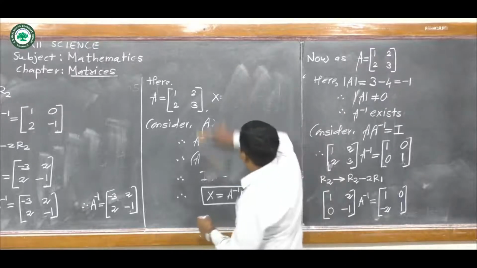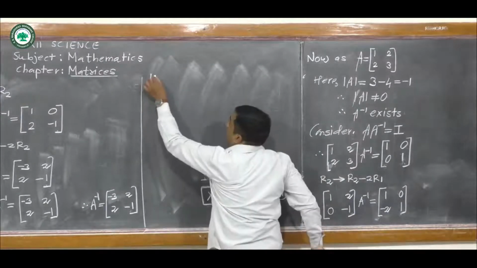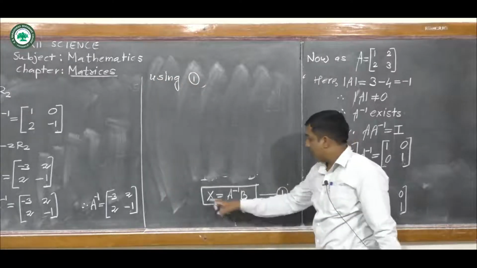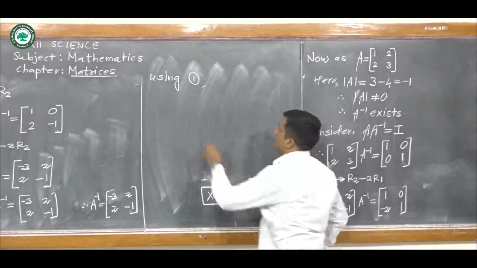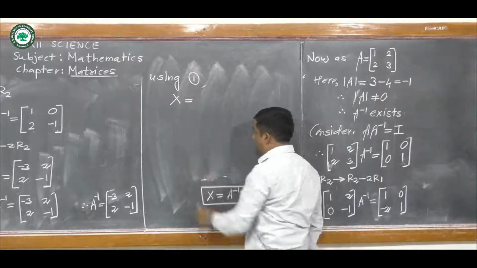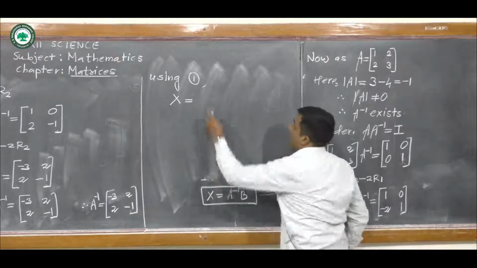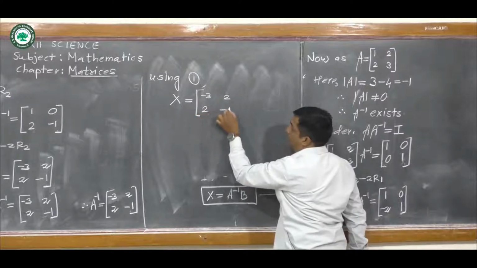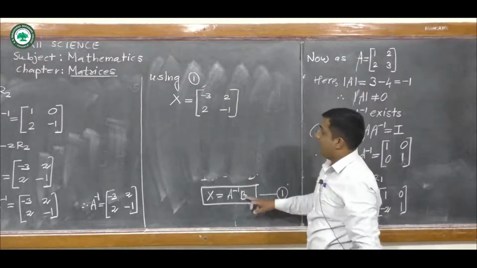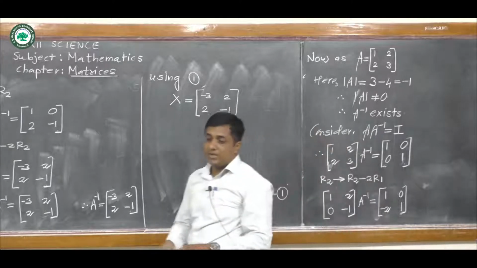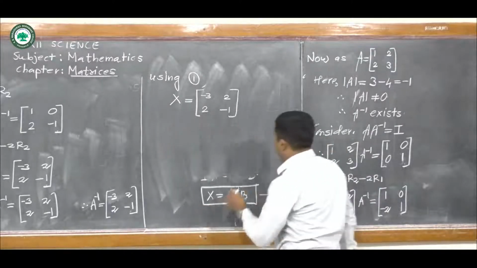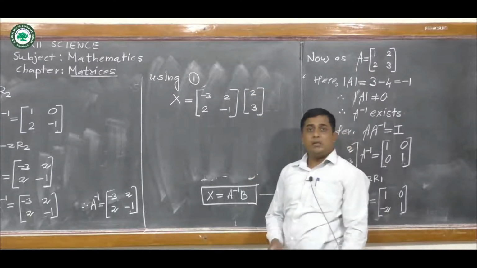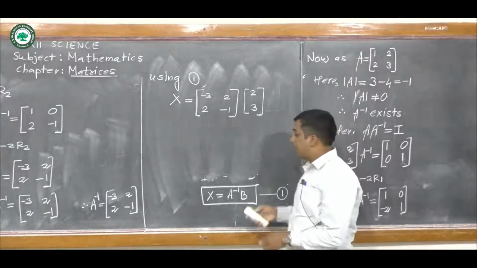Here I write using 1, we know x is equal to A inverse B. Okay, so here x is equal to A inverse. Here A inverse is the matrix having elements minus 3, 2, 2, minus 1. Then matrix B has 2, 3. Okay, after solving this multiplication we get the values of the variables.